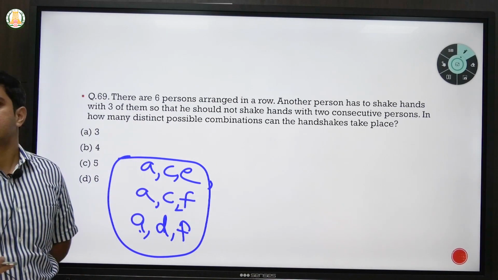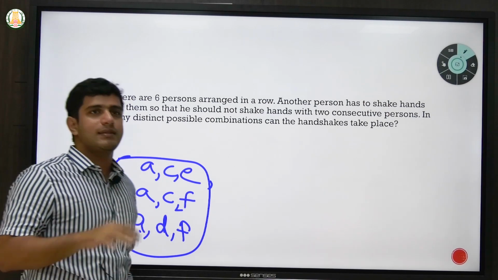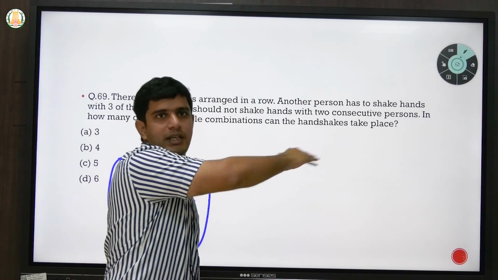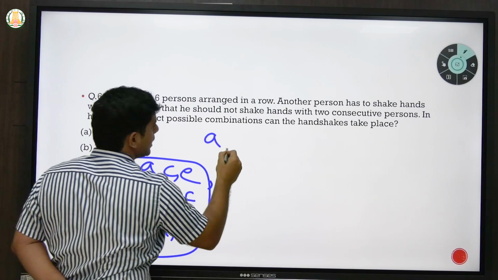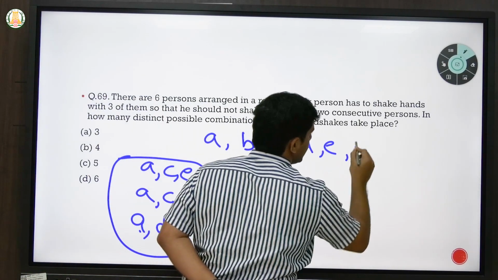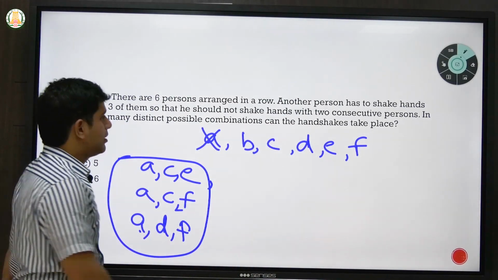We'll go to the next letter. But if you see ADF is also possible. So in order to not make such mistakes in the exam, it is better if you can go logically in ascending order. Now again you write the order A, B, C, D, E, F. Now we have exhausted everything with respect to A. Right? Now let's start with B.